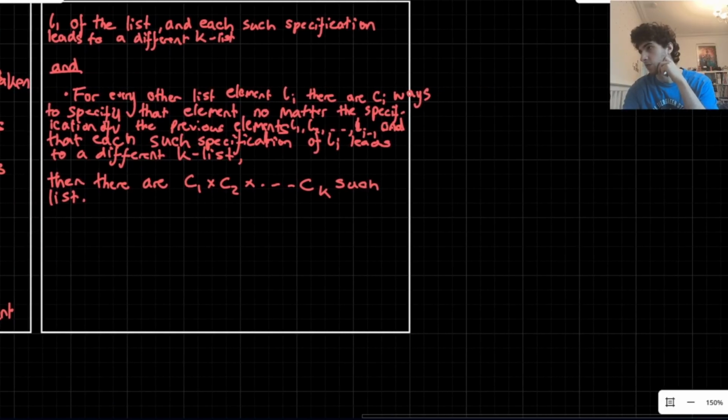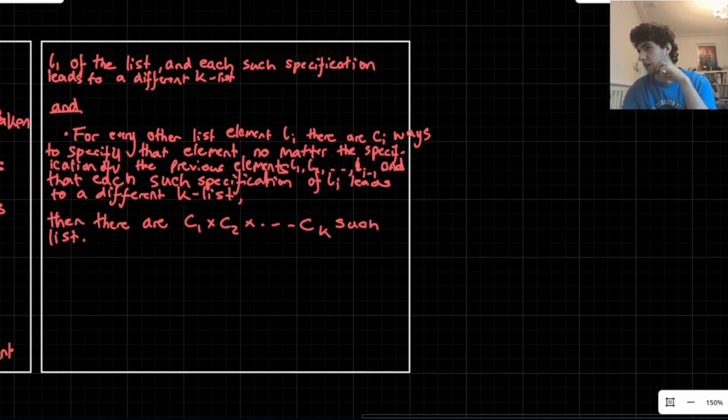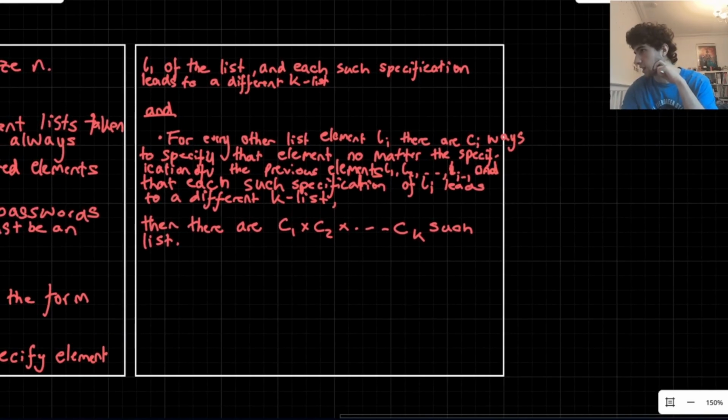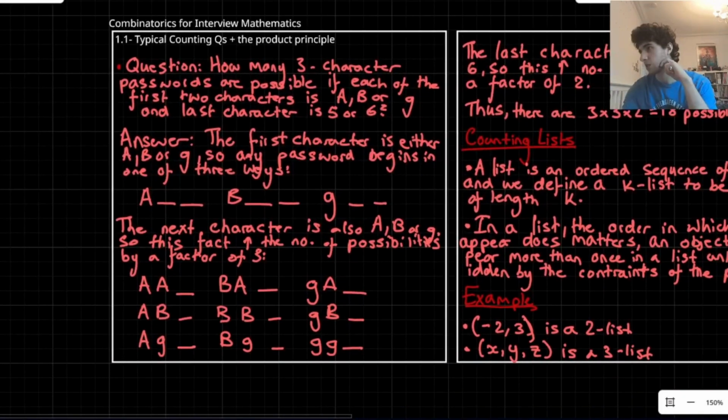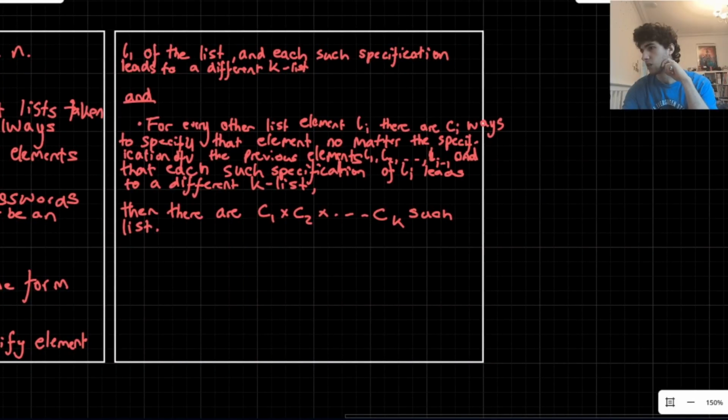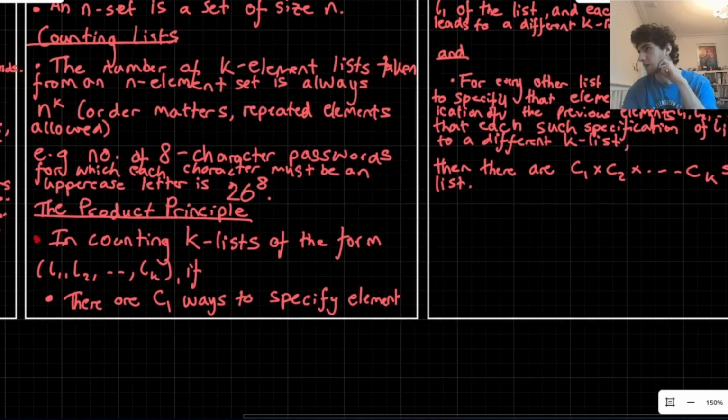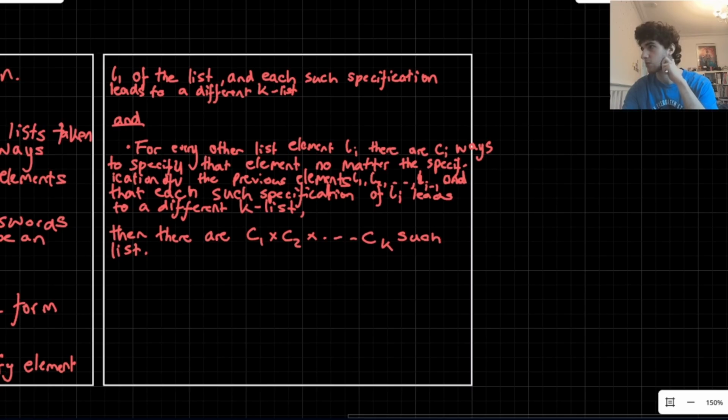Because we had C1 choices for the first character, and then the second character increased the number of possible k-lists by a factor of C2, which was also 3 in our case. So we did 3 times 3, or C1 times C2, and then we had C3. So k was equal to 3 in our case, because a password of 3 characters is just a 3-list. So we had C1 times C2 times C3, and in our case C3 was just 2, because we had 5 or 6 as the last character. So we used the product principle implicitly in our previous problem.